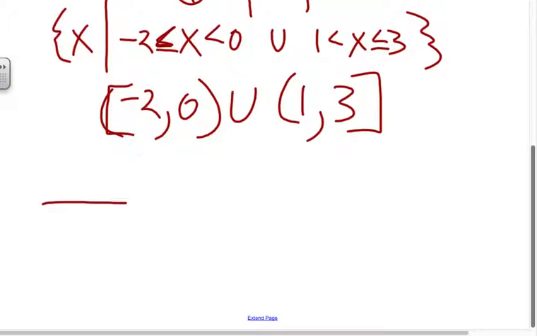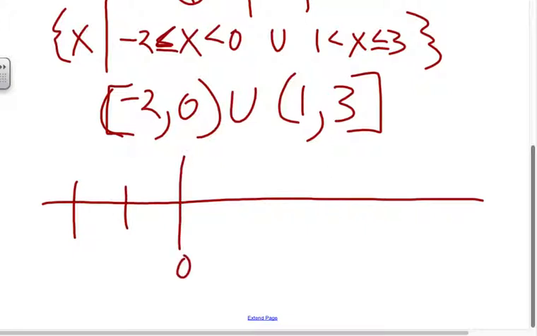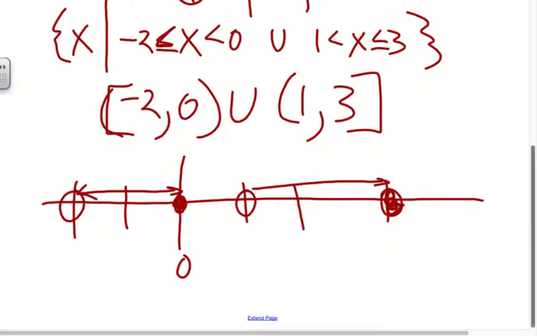And on the number line, zero. All right, we know we come in, we've got negative 2, but it's not included. 0 is. So anything in this interval is a solution. Then I go over here to 1, but I don't include it. Then I go over to 3. So anything in this one is also a solution.